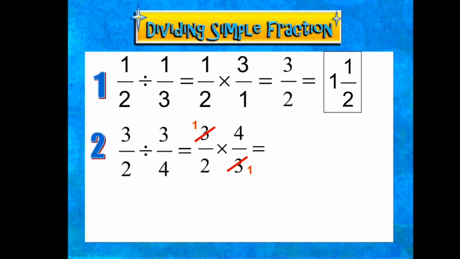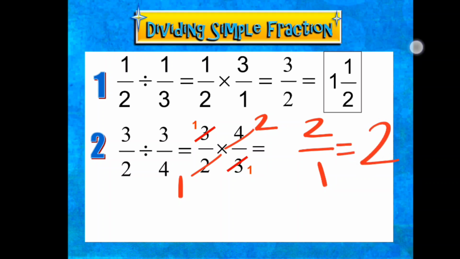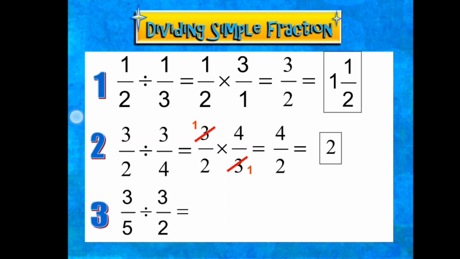Or the GCF of that one, it's 3. So 3 divided by 3, it's 1. And 3 divided by 3 here, it's 1. And then, for this one, the GCF, it's 2. So 4 divided by 2, it's 2. And then 2 divided by 2, it's 1. Your final answer now is 2 over 1. What do you mean by 2 over 1? Whole number 2. So your answer here is the whole number 2.